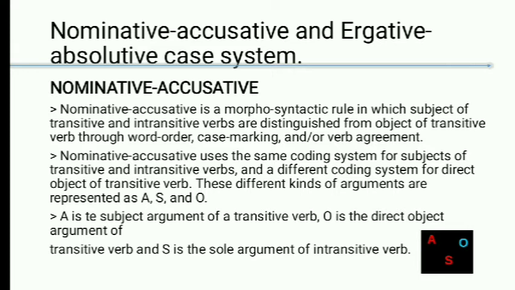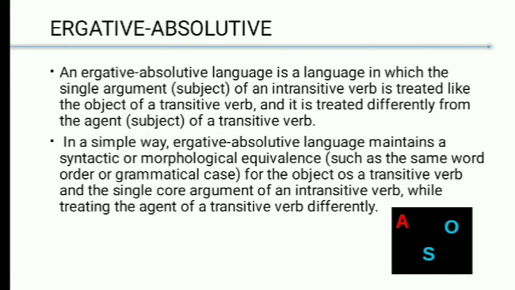A is the subject argument of a transitive verb. O is the direct object argument of a transitive verb. And S is the sole argument of an intransitive verb. Ergative absolutive is a language in which the single argument or subject of an intransitive verb is treated like the object of a transitive verb, and it is treated differently from the agent or subject of a transitive verb.